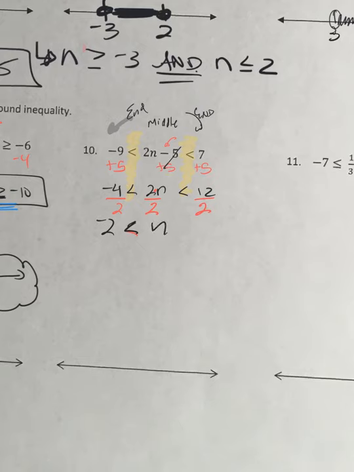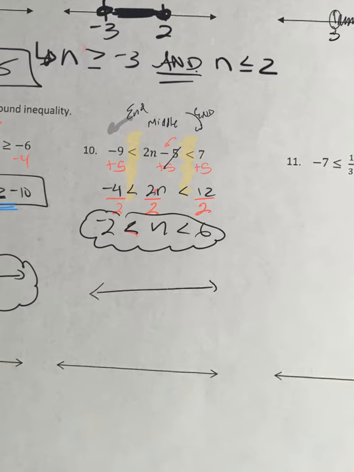-2 < n < 6. So that's our answer. So that means we want all the numbers that are between -2 and 6. So this is called a between statement. That's how you read it. All the numbers that are between, so all numbers between -2 and 6. And it would have to be an open circle, because there's no equal to symbol underneath there. So it would be an open circle. And we're talking about all the numbers that are between.